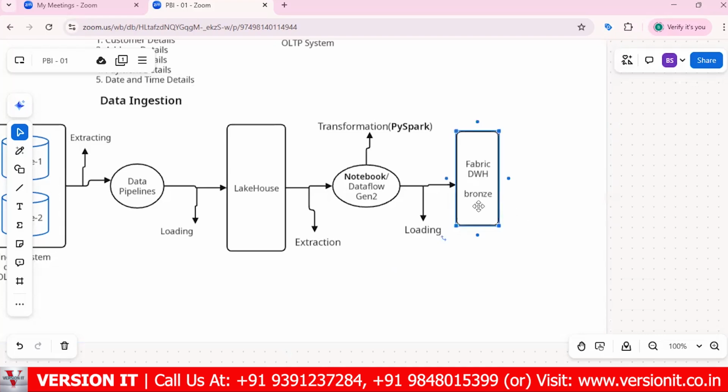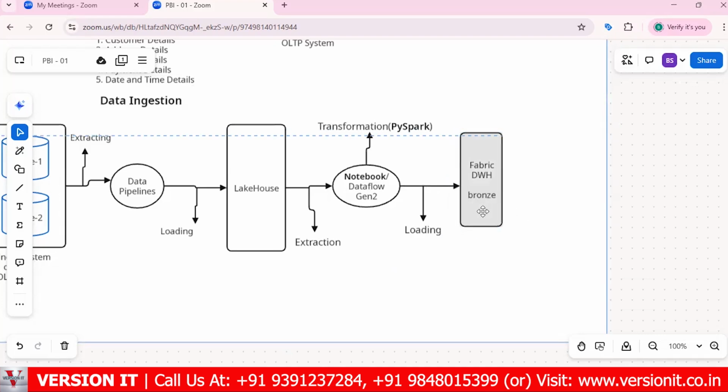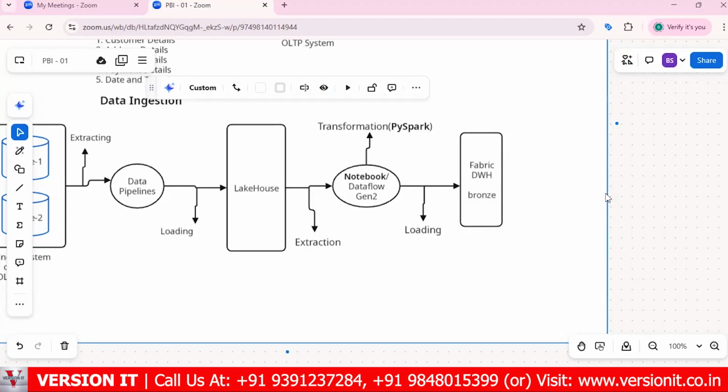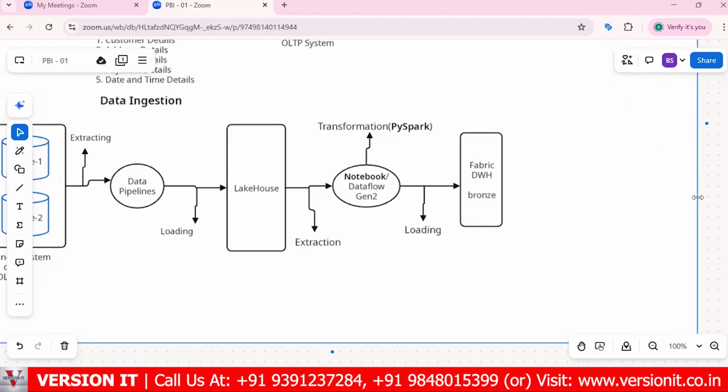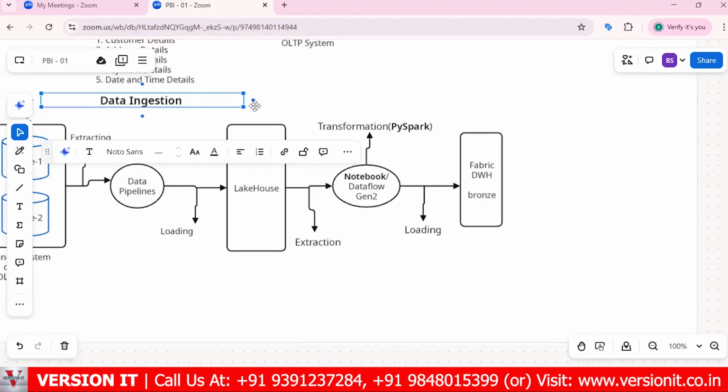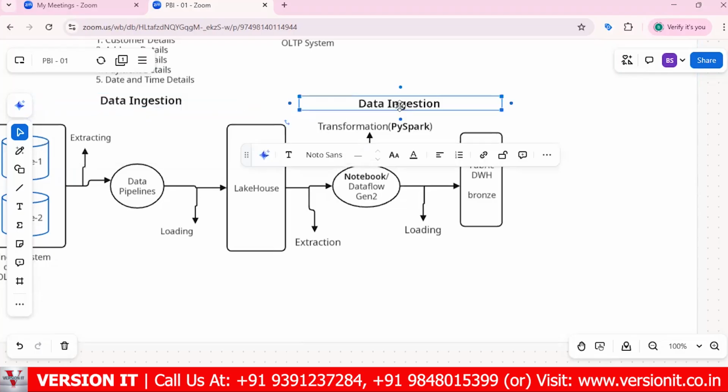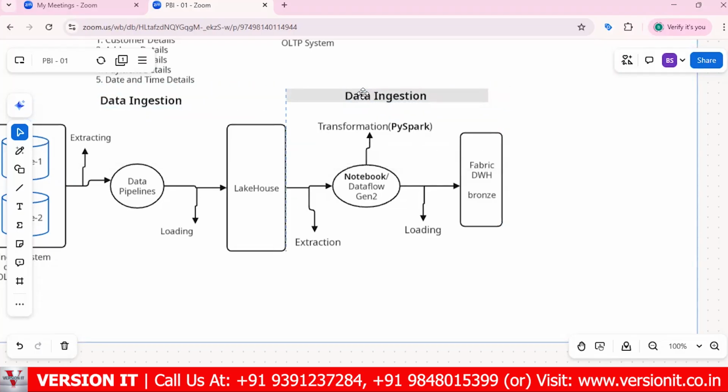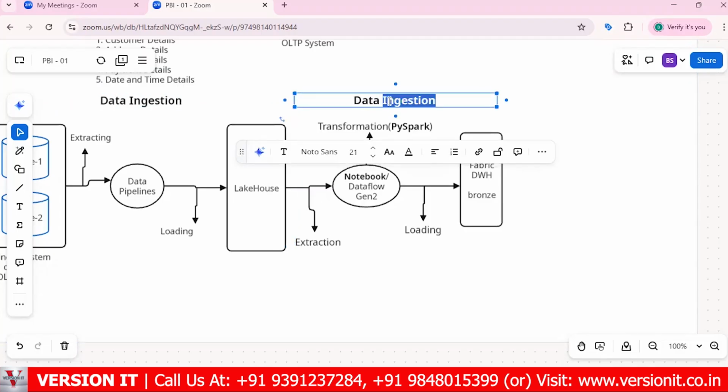Now we loaded the data. Why are we loading into the bronze as it is? Whatever is there here, the same thing we are going to bring into this place. Now I told you we are going to use medallion architecture when you go for data transformation. The second phase that we are going to do is data transformation.